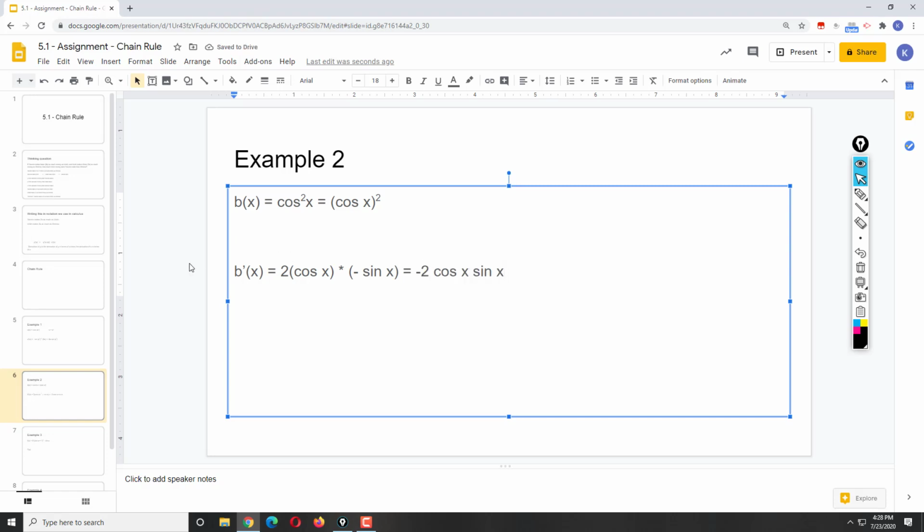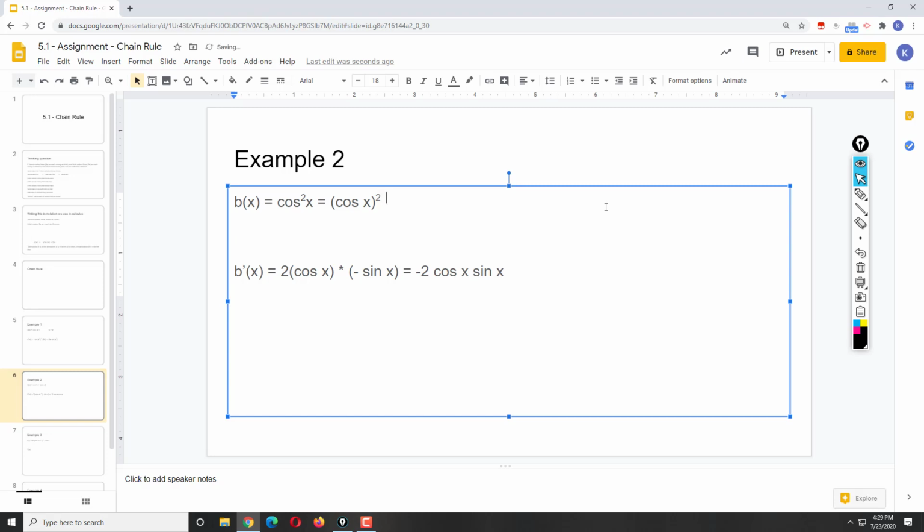So again, we just take the derivative of the main part, which is u squared. That gets us the 2 times u. And then the derivative of the inside, cosine x, the derivative is negative sine x. So we have negative 2 cosine x sine x.